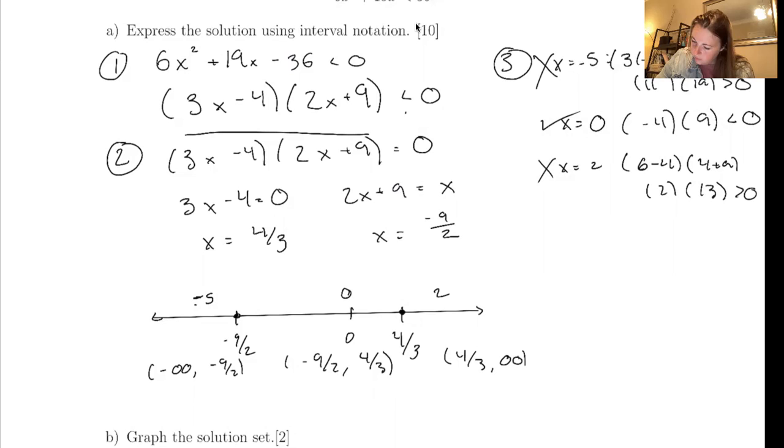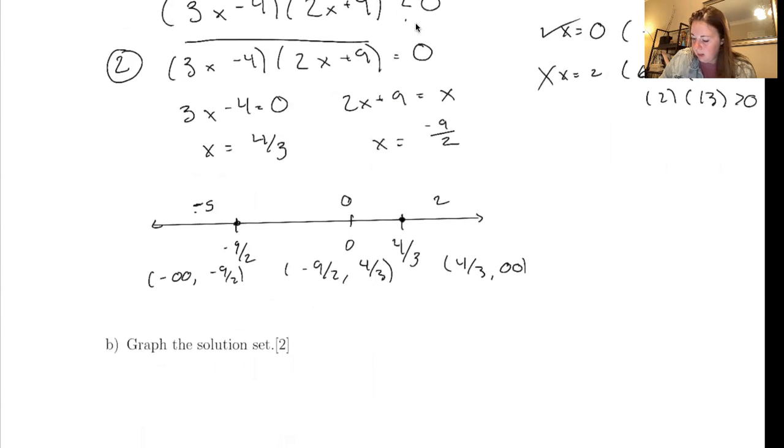So why didn't I get any negative answers? -15 minus 4 gives me -19, and -10 plus 9 gives me -1. So negative times a negative is positive, greater than 0. I don't want that. So great. The interval that had x equals 0 is my winner.